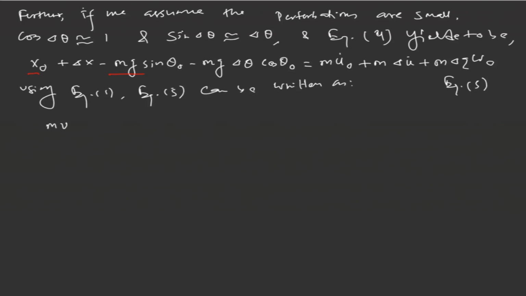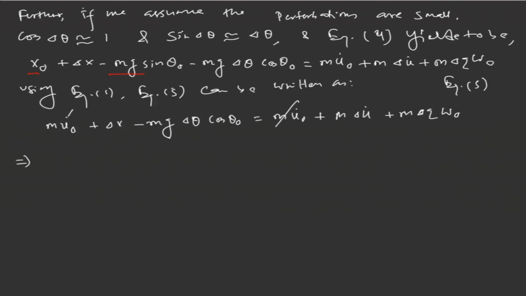mu naught dot plus del x minus mz del theta cos theta naught equal to mu naught dot plus m del u dot plus m del q omega naught. And these two terms, on both sides, can be neglected. So we can write del x minus mz del theta cos theta naught equal to m del u dot plus m del q double dot.